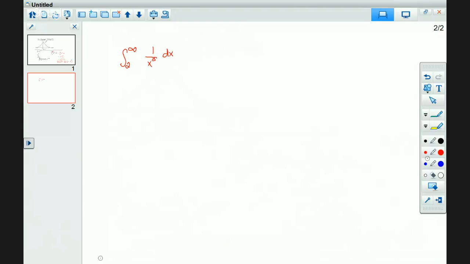You might see something like "show that this integral converges." This is where you're going to see the first of these terms.